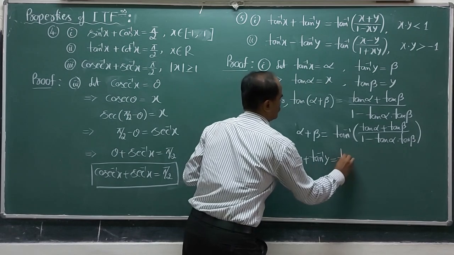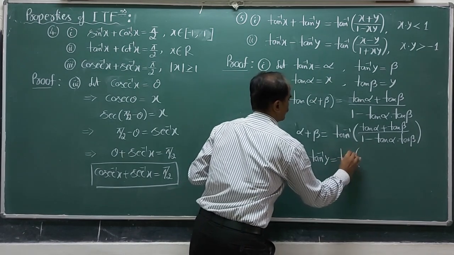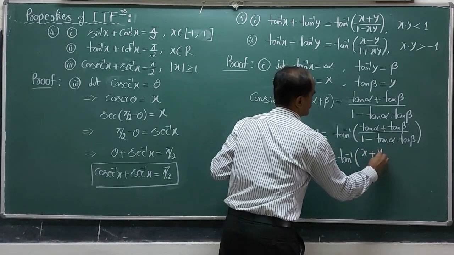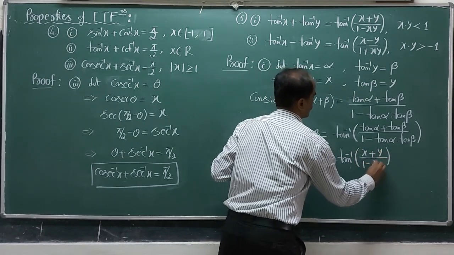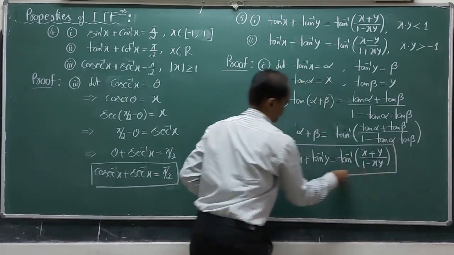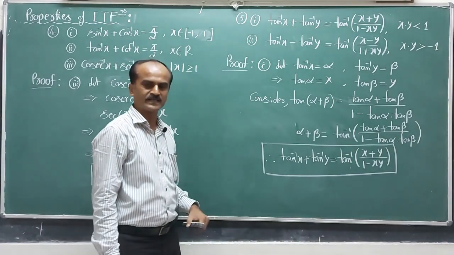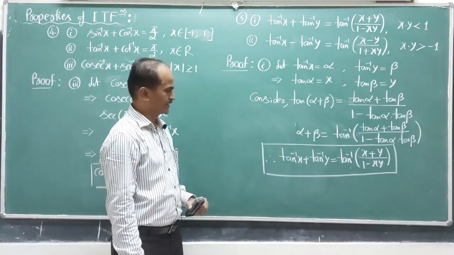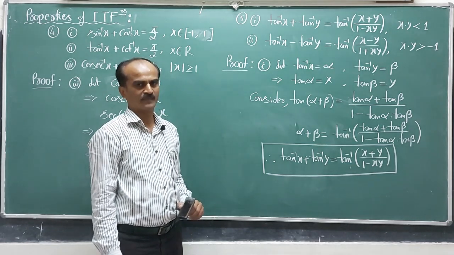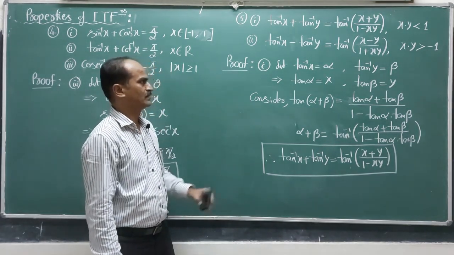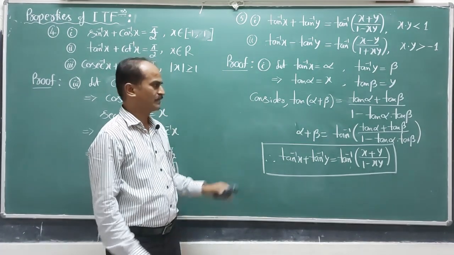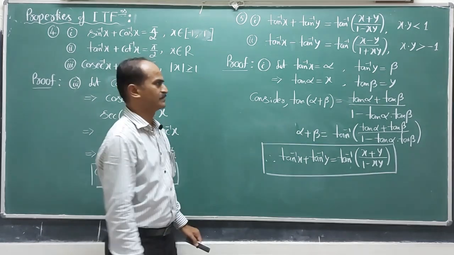It is equal to tan inverse of, what tan alpha is? x. Tan beta is y. So therefore we get tan inverse x plus tan inverse y as tan inverse of (x plus y) divided by (1 minus xy). Very simple proof. Now we'll move on to proving the second part. Here only I am doing that arrangement.